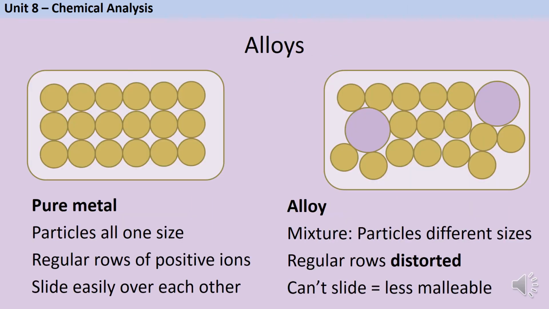Alloys first came up in Unit 2, but I think they're well worth recapping here. As you know, an alloy is a mixture where the primary component is a metal. Whereas in a pure metal, we see regular rows of positive ions surrounded by that sea of delocalized electrons, and those regular rows are able to slide over each other really easily, making a pure metal quite malleable. In an alloy, we have particles of different sizes because they're fundamentally different atoms, and therefore the regular rows are distorted and they aren't able to slide over each other. And this makes the alloy much less malleable. In other words, it's harder.